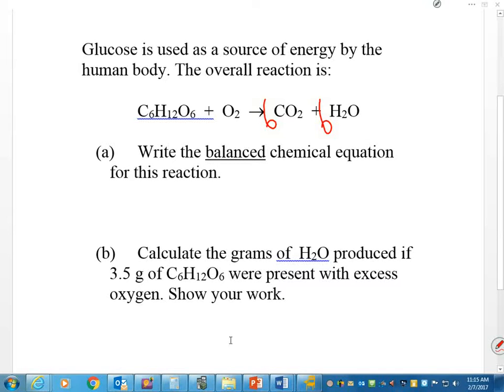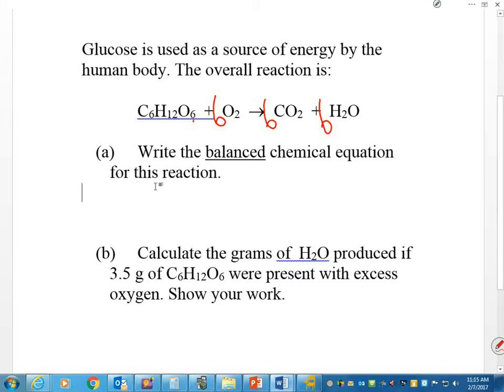Right now I have 8 oxygens on the reactant side. Here I have 6 times 2, that's 12, plus 6 times 1, that's 6. 12 plus 6 is 18. How do I make an 18 over here? I need a 6 in front of the O2, because then 6 times 2 is 12, plus 6 is 18, and then we don't change the other C6 and H12, right? So we have a balanced equation.